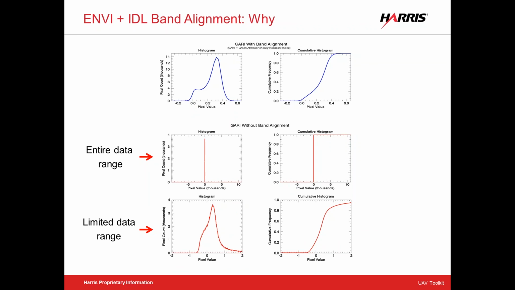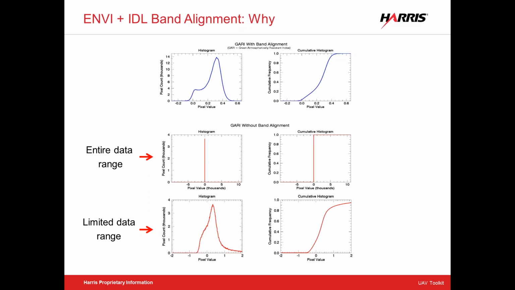There's a lot of outliers, so to take a closer look at what the histogram is like, if you limit the data range from -2 to 2, then you'll see that the histograms look significantly different from one another for the image on the bottom with respect to the image on the top. This is why you need to make sure you pre-process your data if you have a band alignment issue.